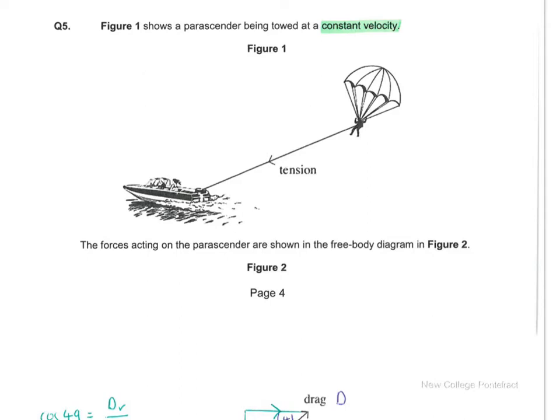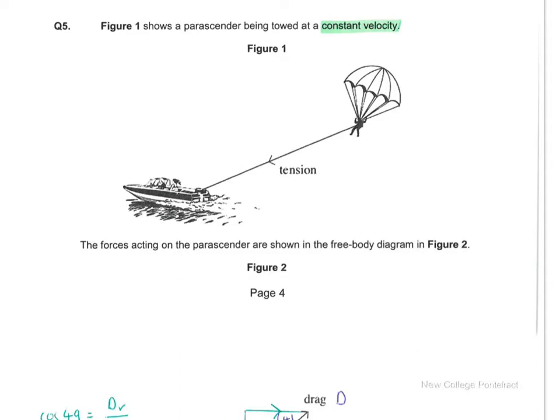This is the Mechanics booklet, question 5. The diagram shows a parasender being towed at constant velocity. This is a very important point. It is telling you that this is an equilibrium situation, so the sum of the forces acting on the parasender will be zero.